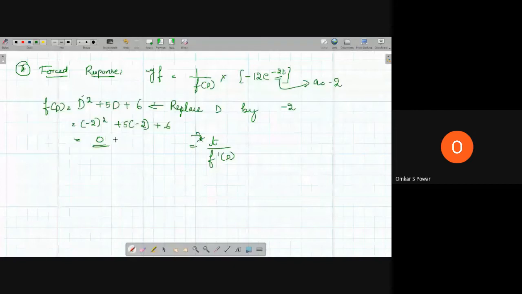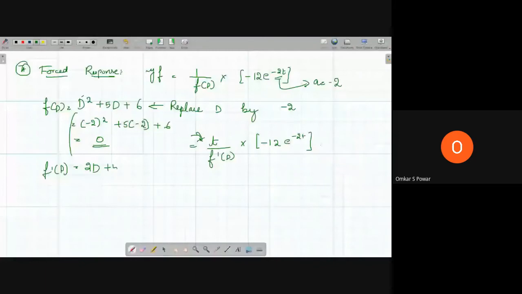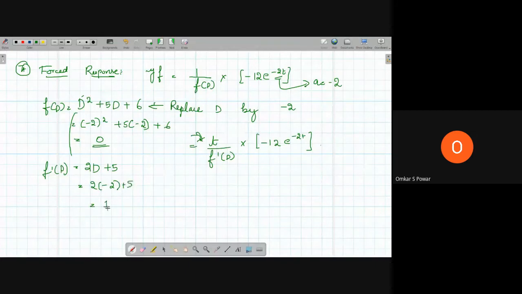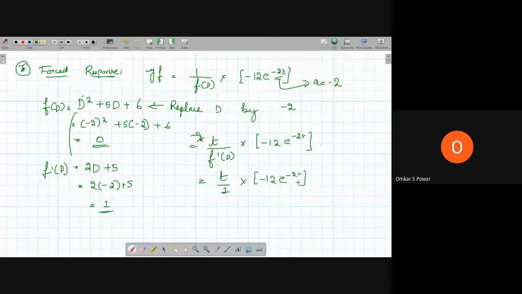So since we have got this f of D as 0, we have to write t by f dash of D into minus 12e^(-2t). Now f dash of D, it's easy. You differentiate it. So 2D + 5. So replace D by minus 2. What will you get? f dash of D as 1. So t by 1 into minus 12e^(-2t). So this is your forced response for the system.